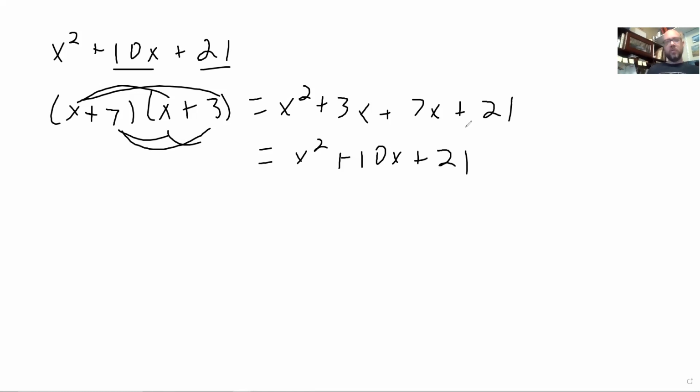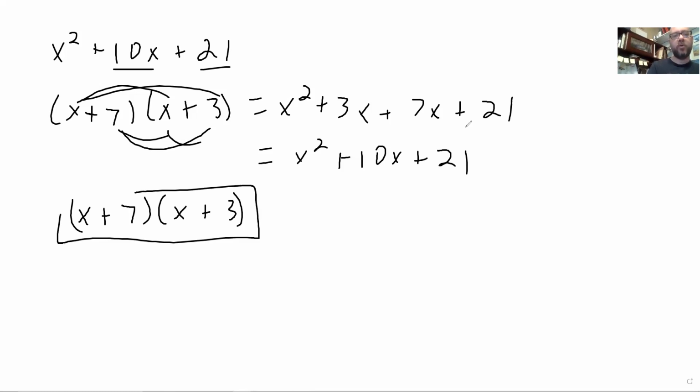All right, so that means that my answer is x plus 7, x plus 3, or x plus 3, x plus 7, if you prefer to write it that way, which is totally fine. It does not matter what order you write these in, it's multiplication. You can multiply in whatever order you want. So let me show you why that is what I'm looking for. I'm going to multiply out, so I'm going to go backwards, basically.